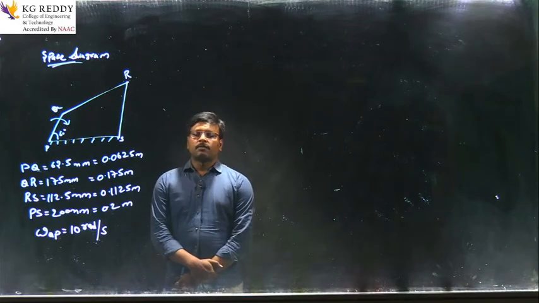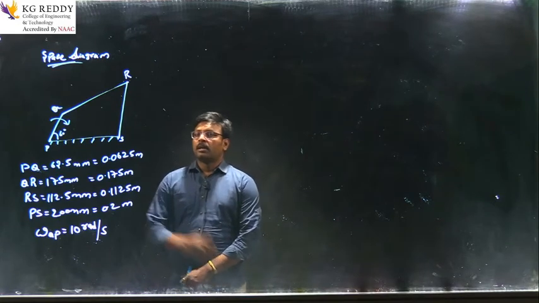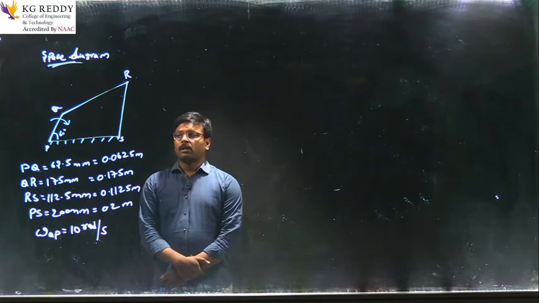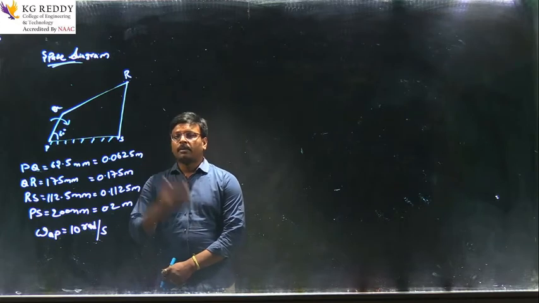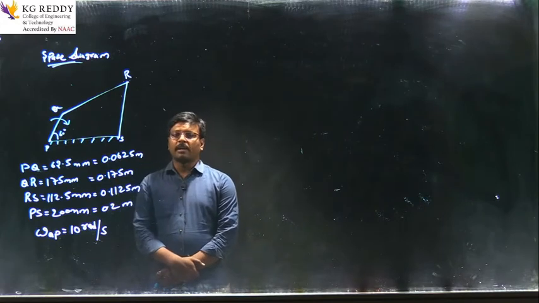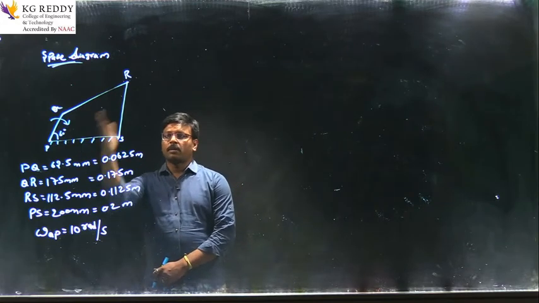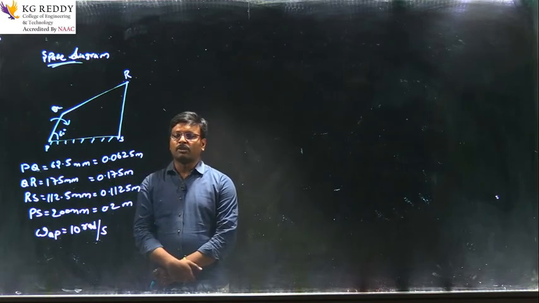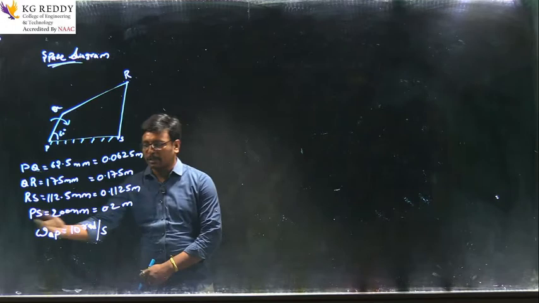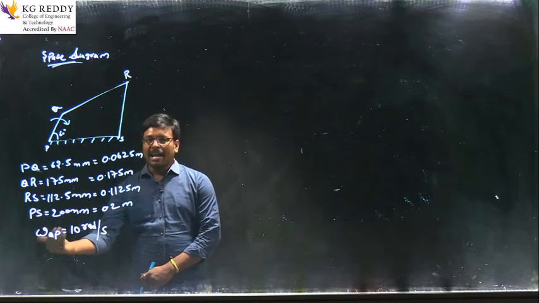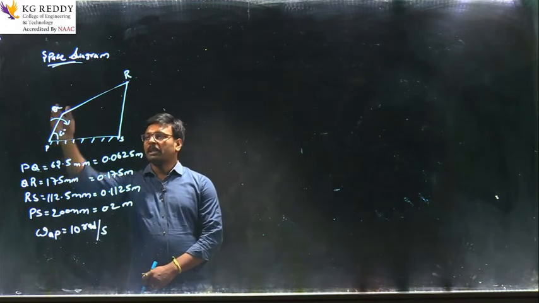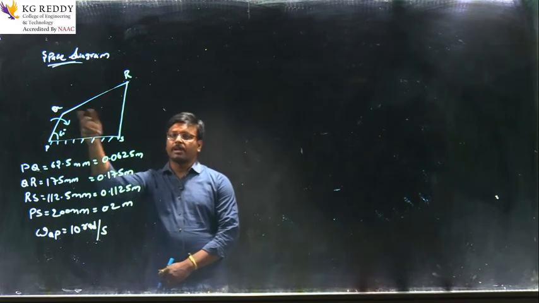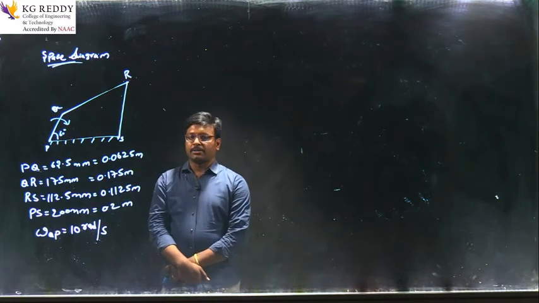Good afternoon, guys. This is one more problem. In a previous video, we did acceleration for a different mechanism, and here it is another mechanism, a 4-bar mechanism which has PQ. There is a length of the PQ and QR, RS, PS, and angular velocity of PQ. Angular velocity of PQ is rotating in a clockwise direction.